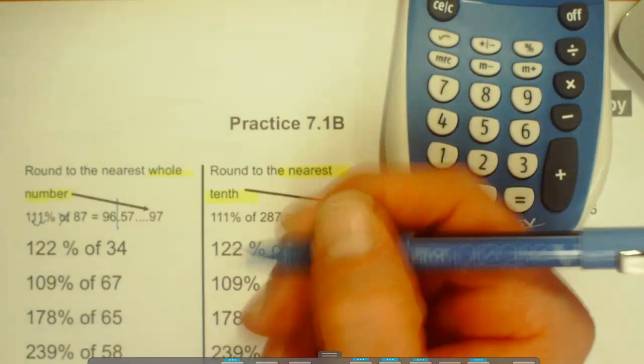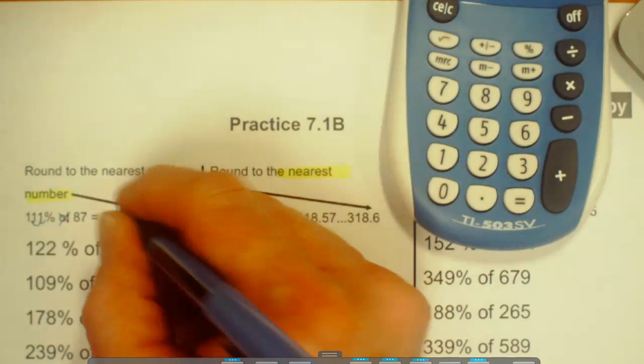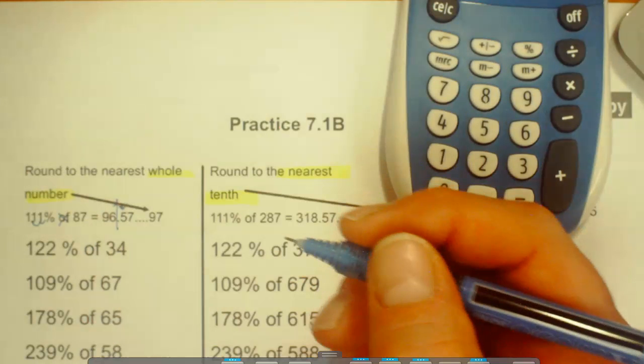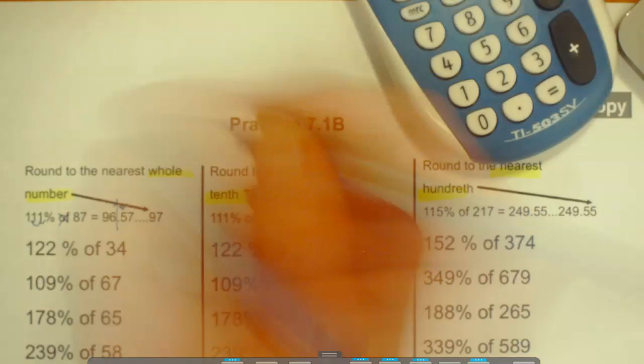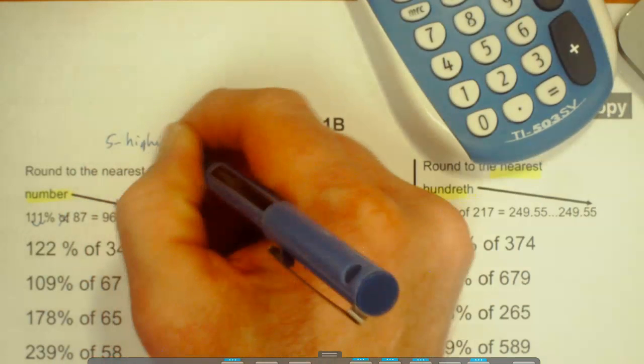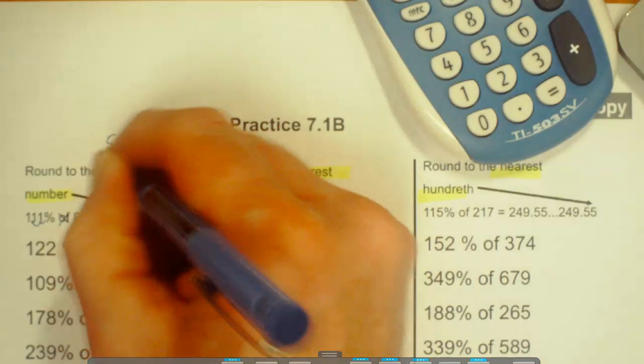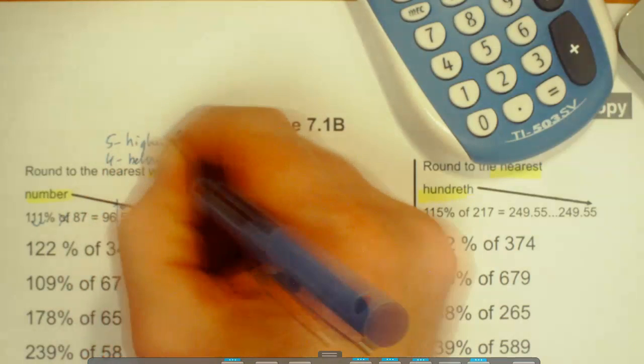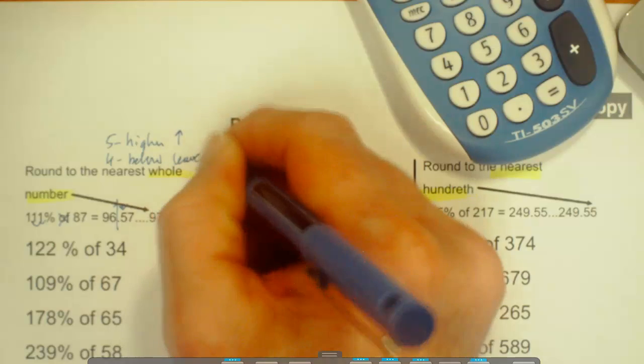Now we're looking right here. This is where we're looking. That's the whole number, 96. We look behind it. Is there enough there to call that 96 97? Yes, because remember, if it's 5 or higher, we move it up. If it's 4 or below, we just leave it. It doesn't change.